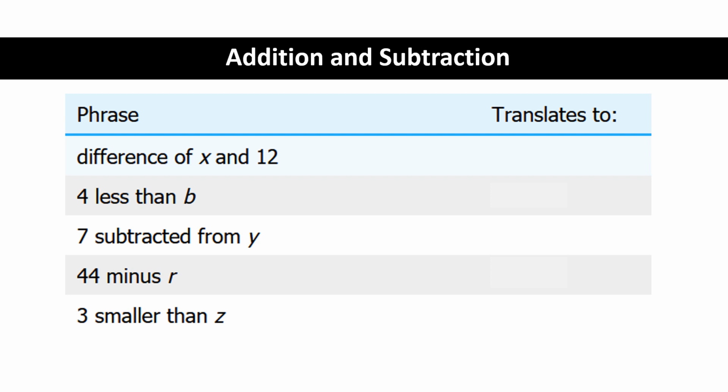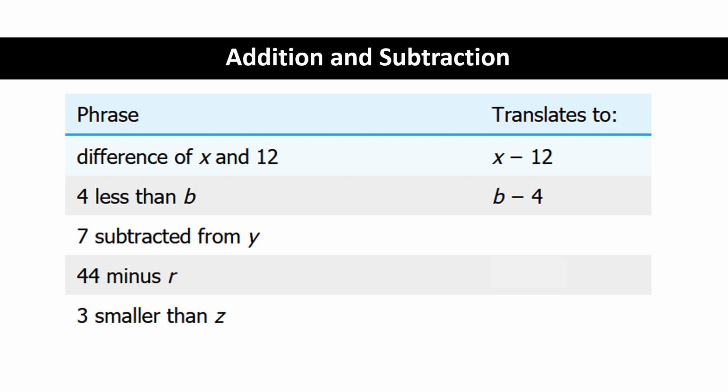The difference of x and 12, difference means we subtract, so we'd say x minus 12. 4 less than b, that would be b minus 4. When you see this less than, the second number comes first. Again, we don't see this too much in statistics. Don't worry that much about it.